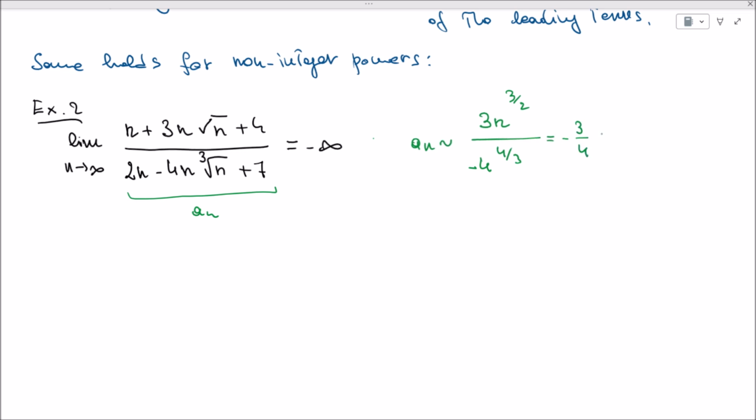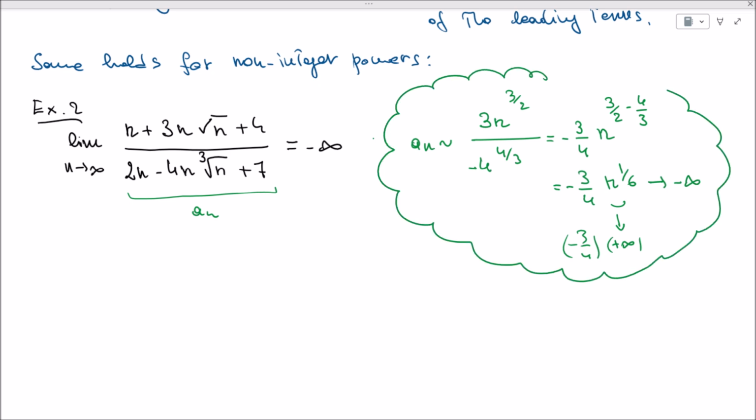So the coefficients give minus 3/4, and then we have n raised to the 3 half minus 4/3, which turns out to be n to the 1/6. And because n to the 1/6 is just a power of n, it will go to plus infinity, multiplied then by minus 3/4. Of course this will go to minus infinity. So this is basically the proof of the limit, but this is just the brutal proof.